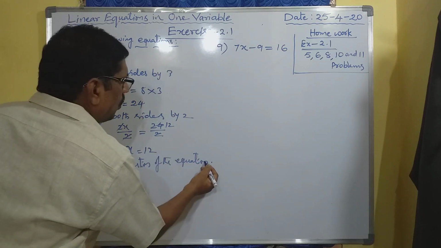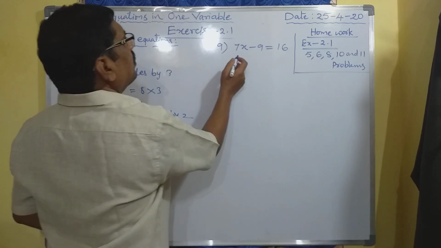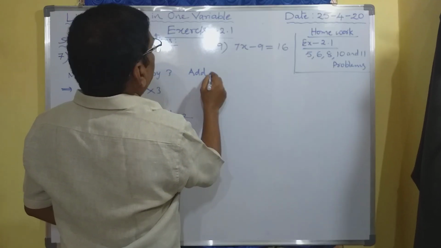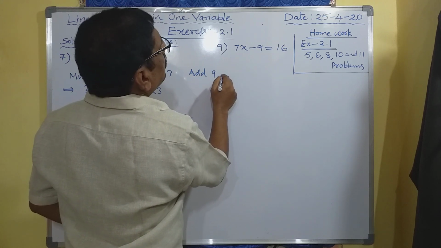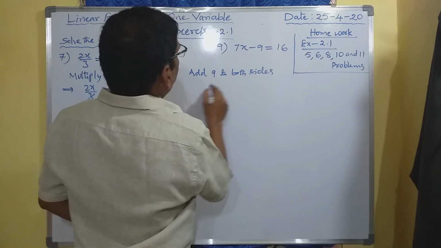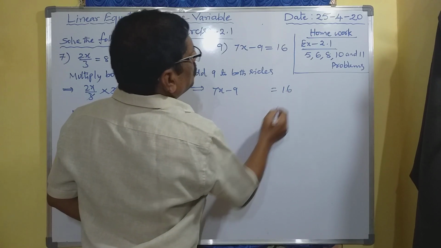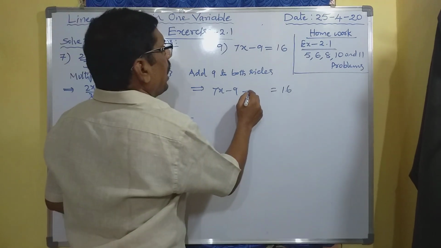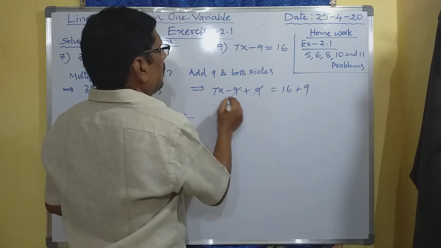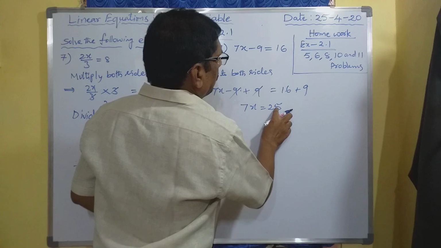Okay. Now look at the next problem. Ninth problem. Here we have minus 9. So we have to add 9 to both the sides. 7x minus 9 is equal to 16 is given. So we have to add 9 on both sides. Then plus 9 minus 9 will be cancelled. Then we get 7x is equal to 16 plus 9, which is 25.